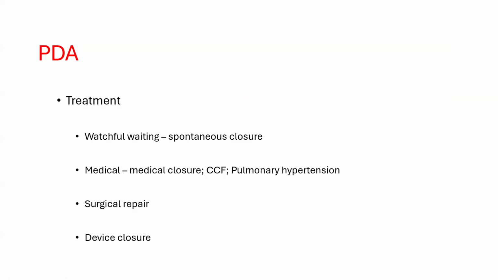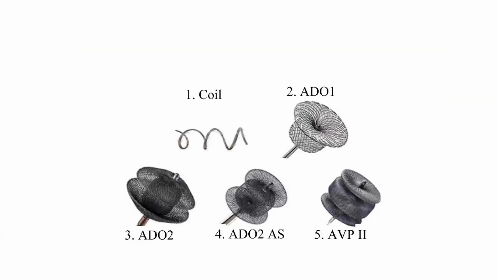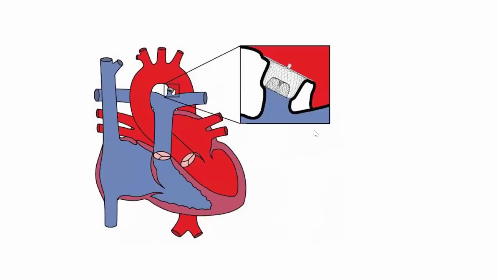Okay, so treatment: watchful waiting, medical closure with paracetamol or ibuprofen, like I said earlier on, heart failure, pulmonary hypertension. It can be surgically ligated or you can do device closure. So these are some of the devices that we've typically used for closing. The adult we closed last 2 weeks, we used ADO1, which is the number 2 here. The coils were the earliest one, but they are being used less and less because they tend to embolize easily. So this is how it will look like on an illustration with the device in place, the ADO2.